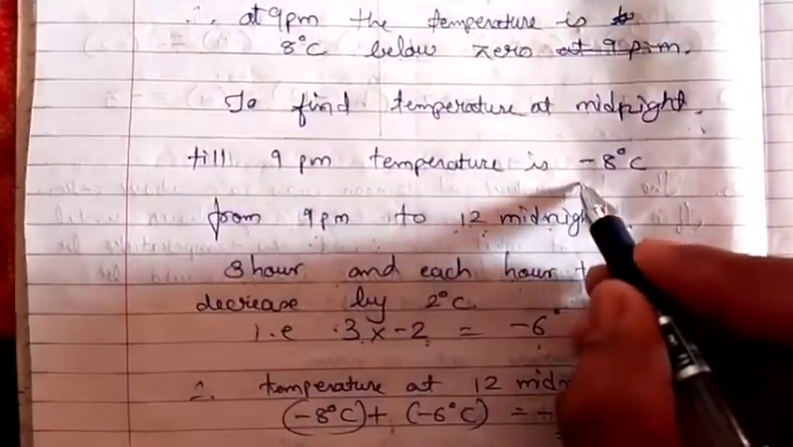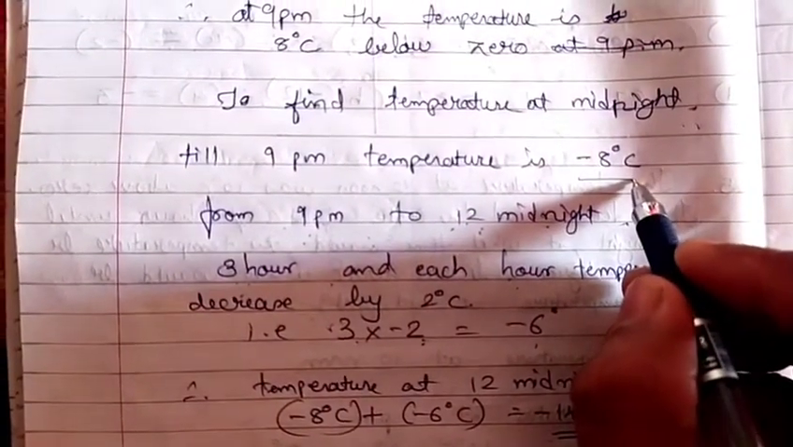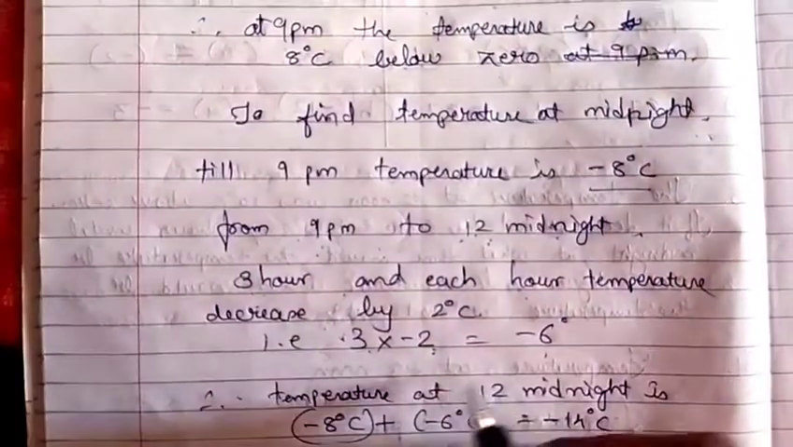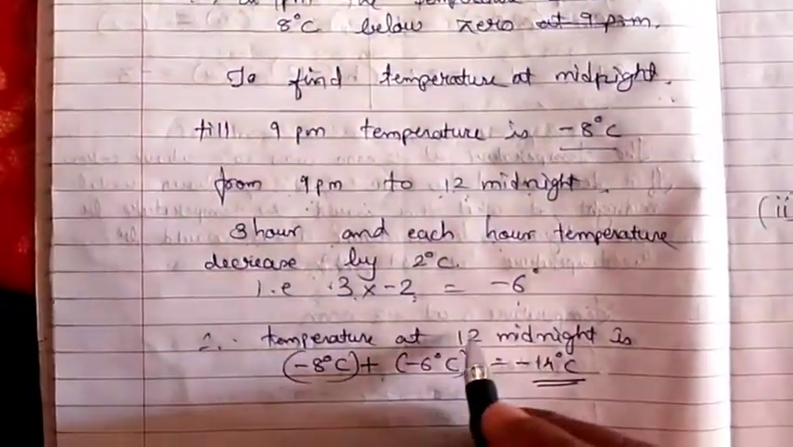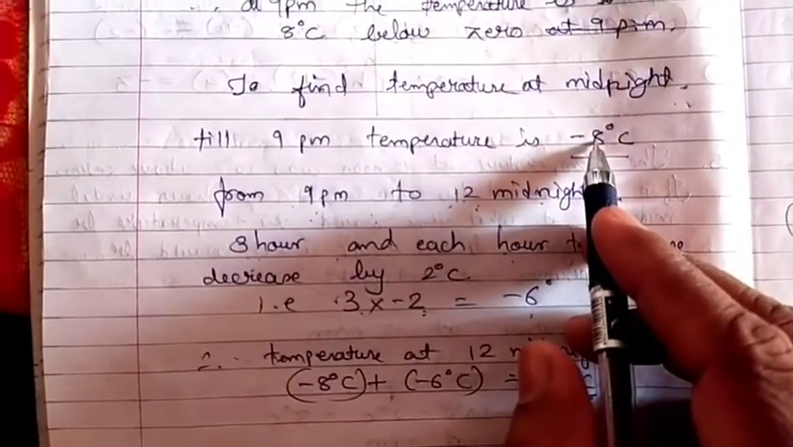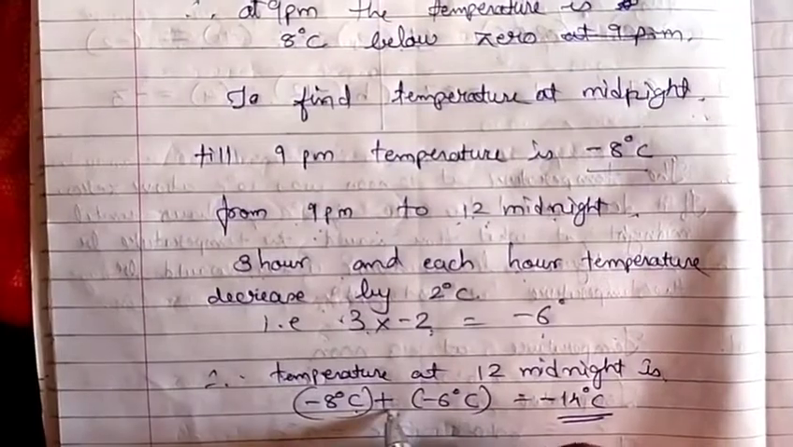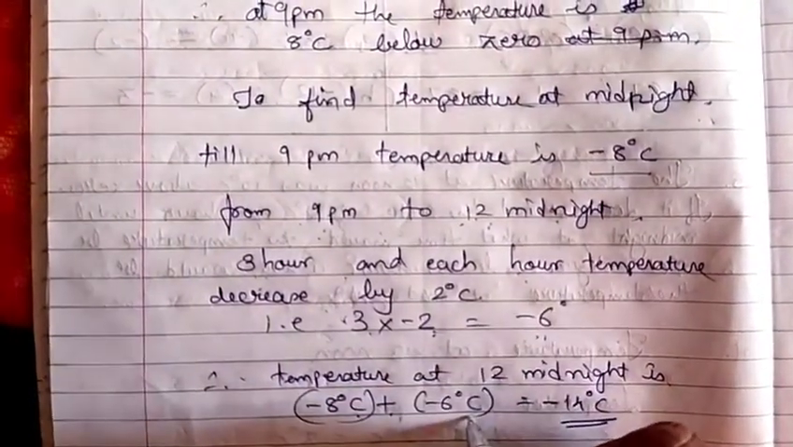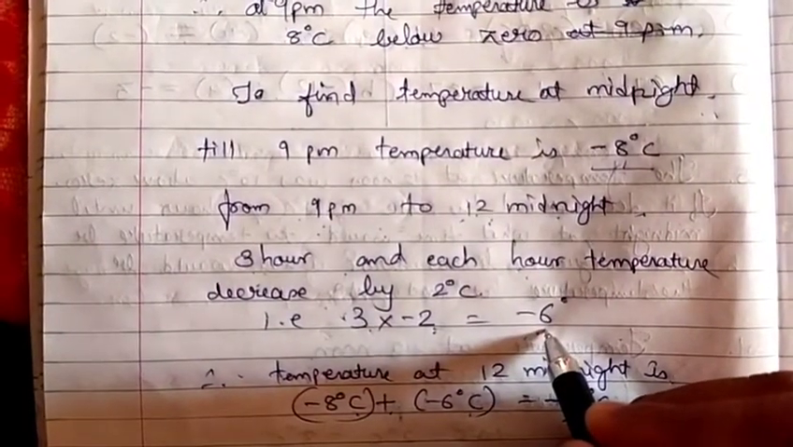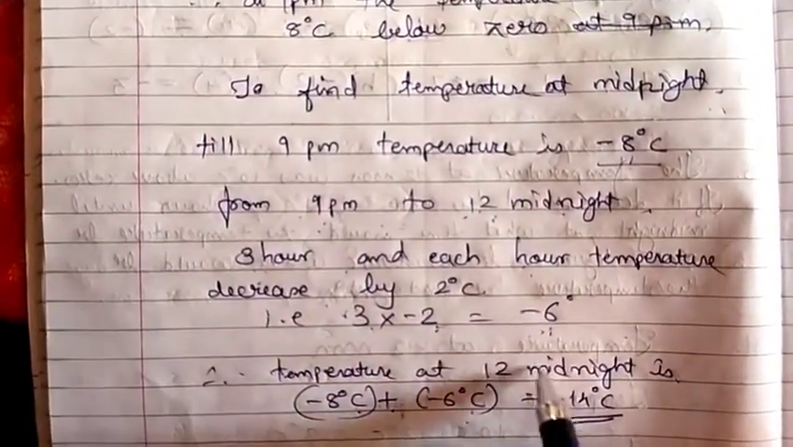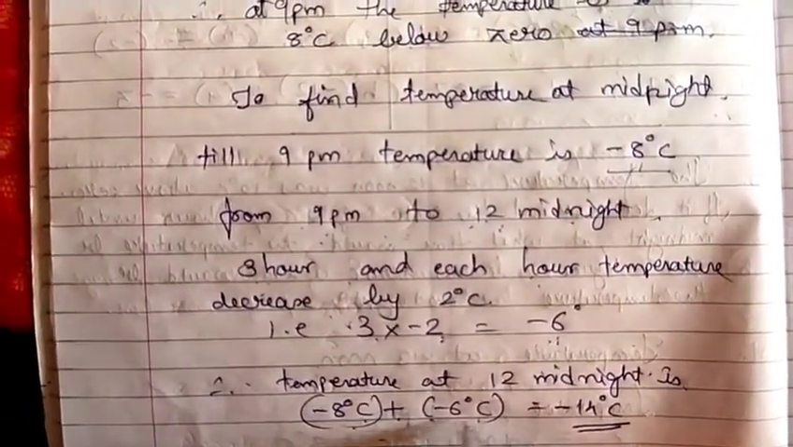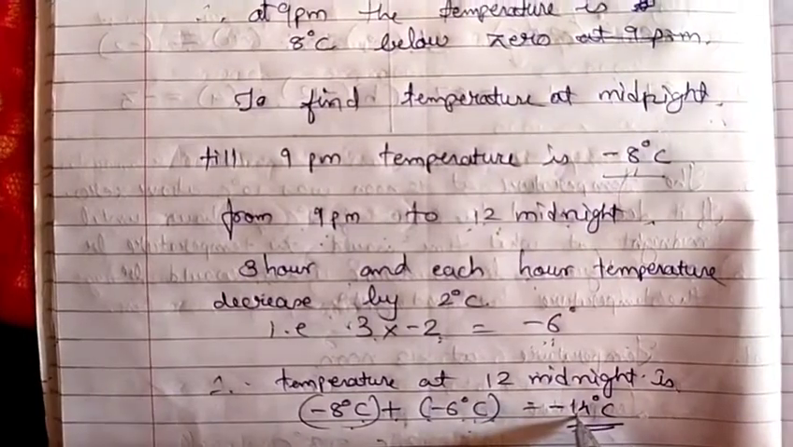Now currently at 9 p.m. the temperature is negative 8 degrees Celsius. Now what you need to do? What will be the temperature at 12 midnight? Very simple. Write down negative 8 degrees Celsius plus negative 6 degrees Celsius. Means in negative 8 degrees Celsius you just need to add this negative 6 degrees Celsius, so that you will get the temperature at 12 midnight. That is negative 8 degrees Celsius plus negative 6 degrees Celsius gives negative 14 degrees Celsius.